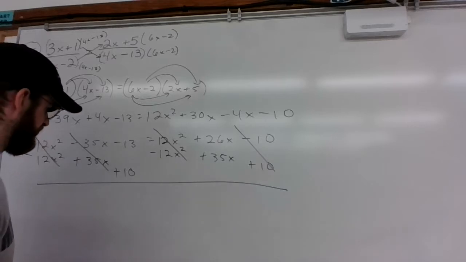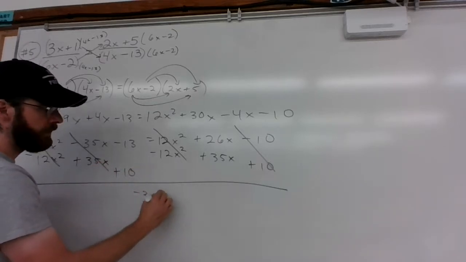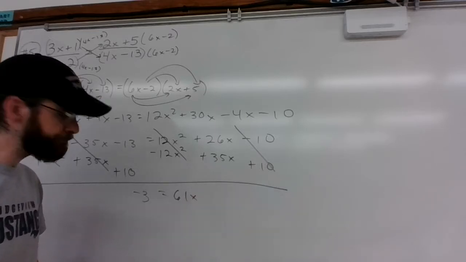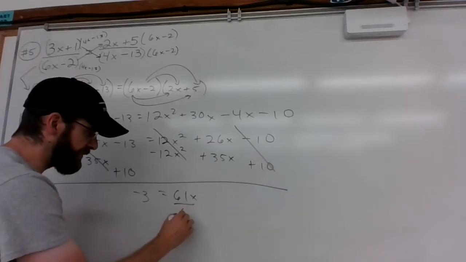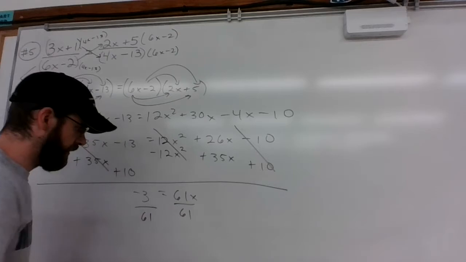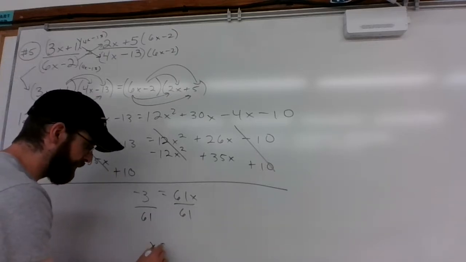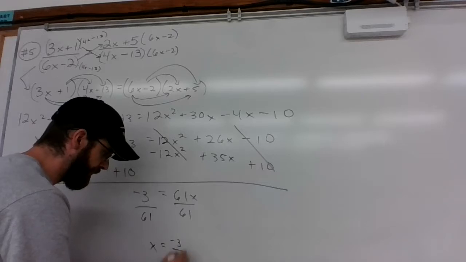And what does that give us? That gives us negative 3 on the left and 61x on the right. Divide both sides by 61. And it's not the most elegant answer, but it'll do. Negative 3 over 61.